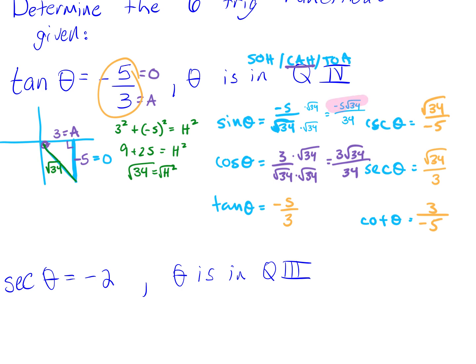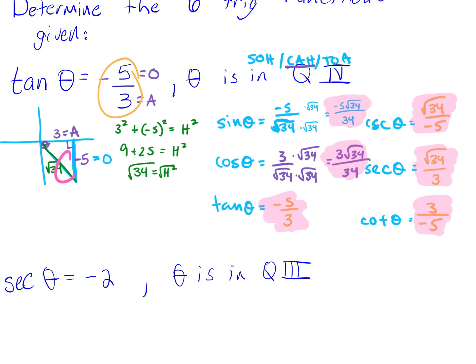So only cosine and its reciprocal. Is that what I said? So sine and its reciprocal are negative. We're good there. Cosine's positive, which we know cosine should be positive in the 4th quadrant. And tangent is negative. So we're good there.